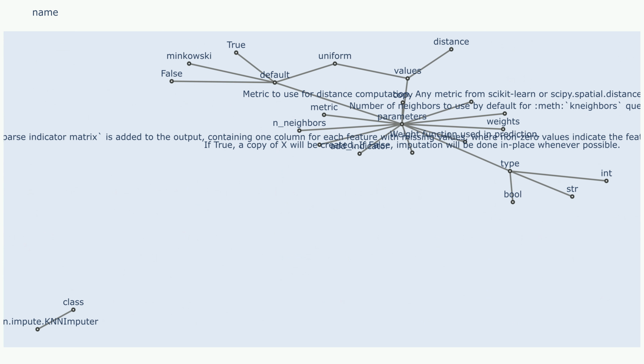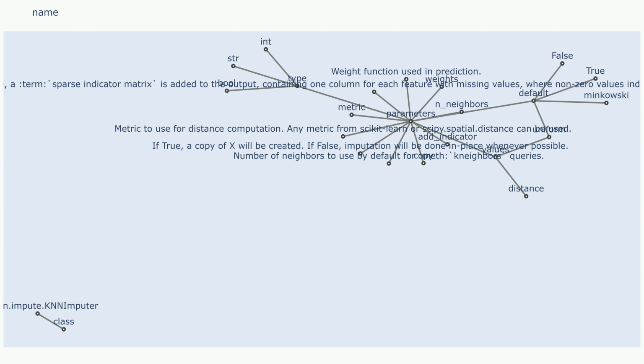Add indicator, bool, adds a binary indicator feature to the dataset to mark which values were originally missing. This can be useful for downstream analysis. Missing values, object, specifies the value used to represent missing data in the dataset. Default is np.nan. But you can use other values like -1 or None.